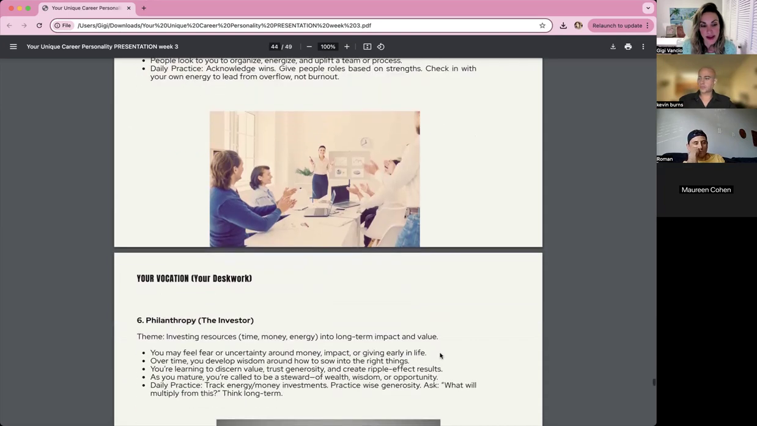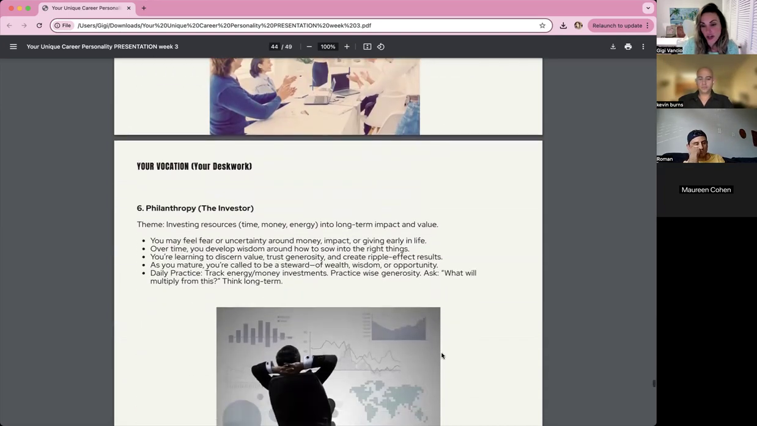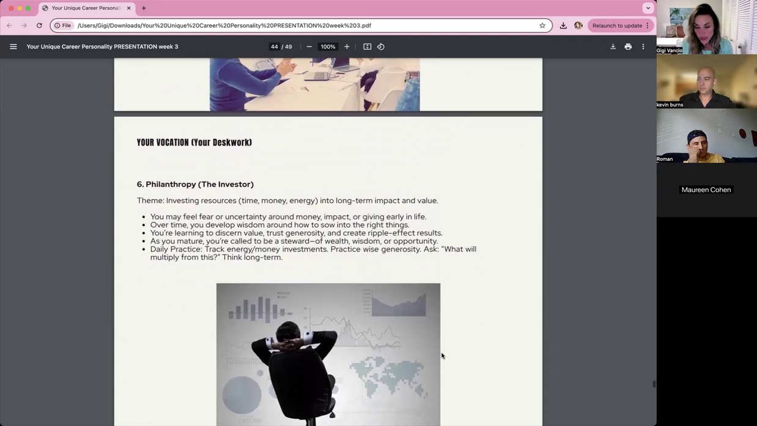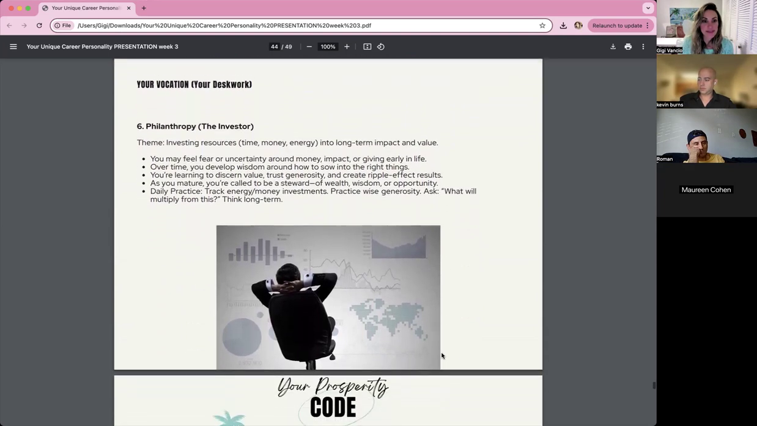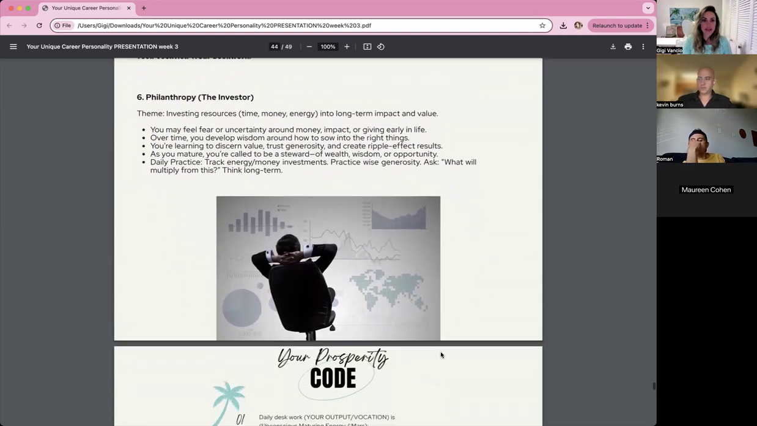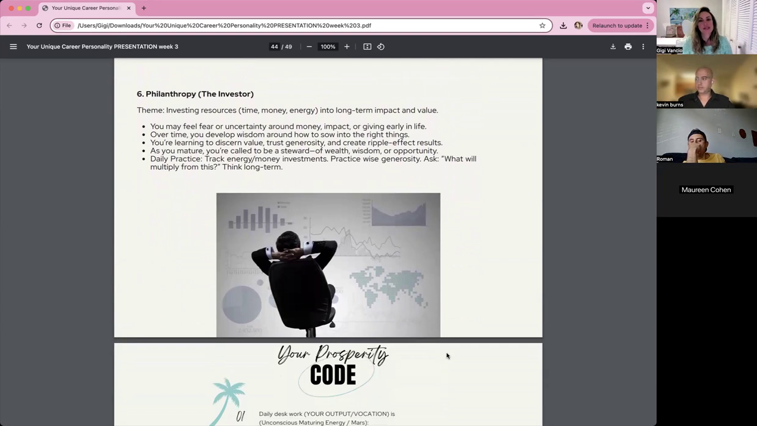So that's line 5 on unconscious maturing energy. And then line 6, I believe that Maureen is a line 6, which is philanthropy and the investor. The theme of this is investing resources like time, energy, and money into long-term impact and value, so things that you really believe in.